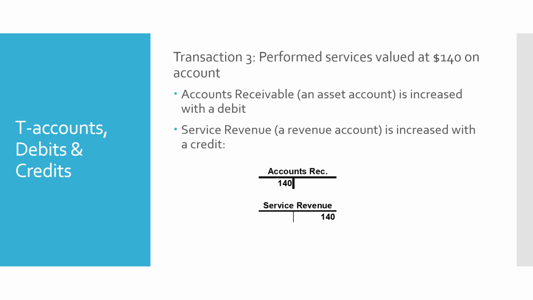We want our accounts receivable account to show that we are owed $140, and we want our service revenue account to show we have earned $140. Asset accounts are increased with debits, revenue accounts are increased with credits. So we have a $140 debit to accounts receivable and $140 credit to service revenue.